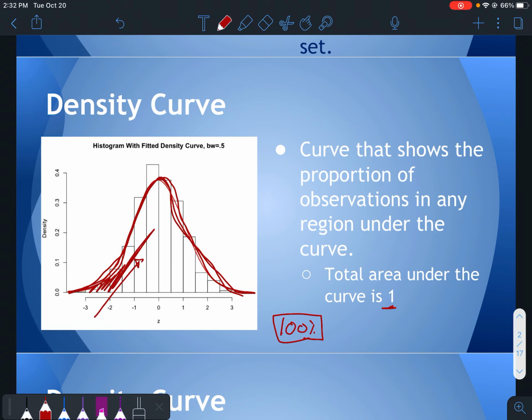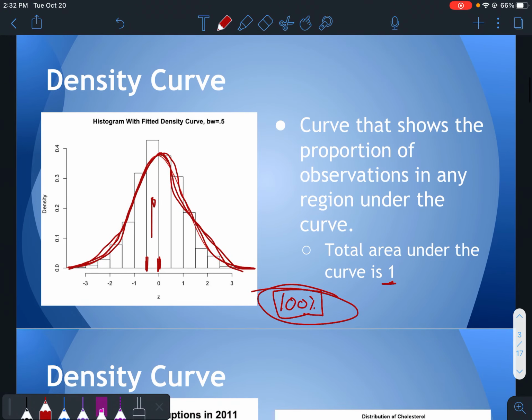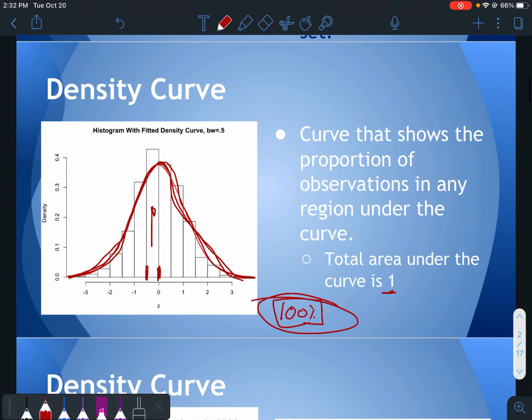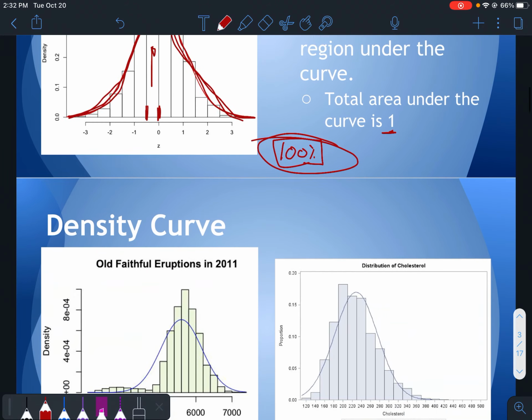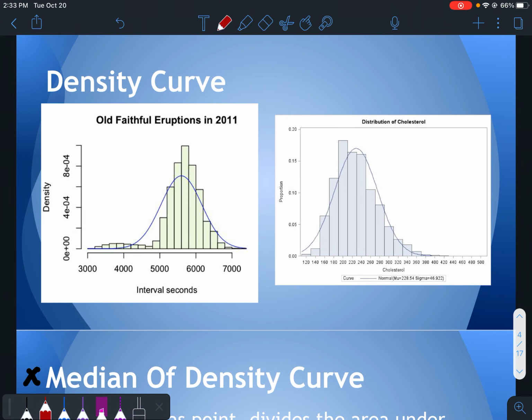So we've got a bunch of data. The area under the curve is 1, and we're looking at percentages. We're looking at 100% and what percent of it falls within each segment, or each category that we're looking at. So with a density curve, basically what we're doing is we're smoothing out the histogram, making it take on the shape that we have, and we can make some inferences from there.